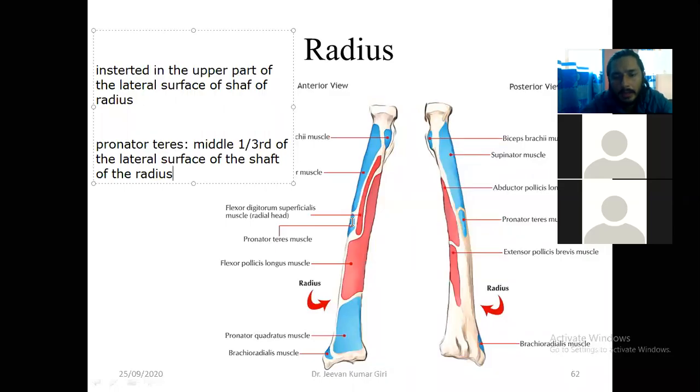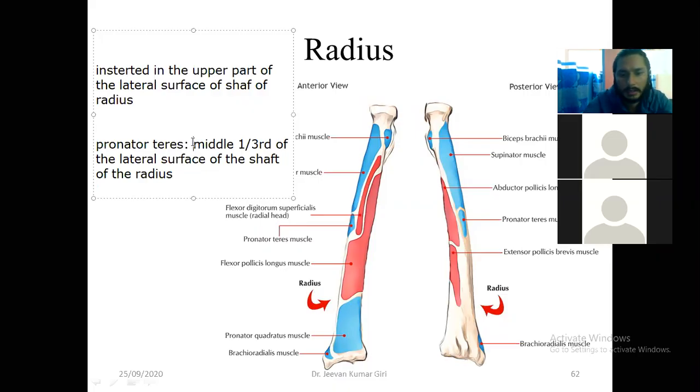You have read the pronator teres in the common flexor origin also, isn't it? So it has an origin there. It has an origin in the ulna also. That will come. So insertion is here in the middle one-third of the lateral surface of the shaft of the radius. So that is the insertion. Okay, just in bracket I will write here.